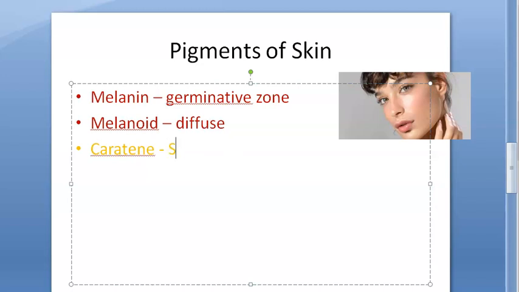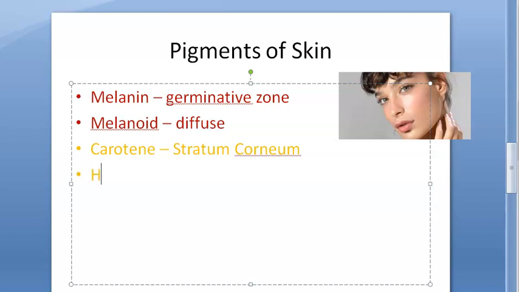So where in all do you see this? In the stratum corneum. Okay, that is outermost, where you touch your skin: carotene, right? And it is also there in the fat cells of the dermis and the superficial fascia also. That means, where is the superficial fascia? Just below the skin. Okay.